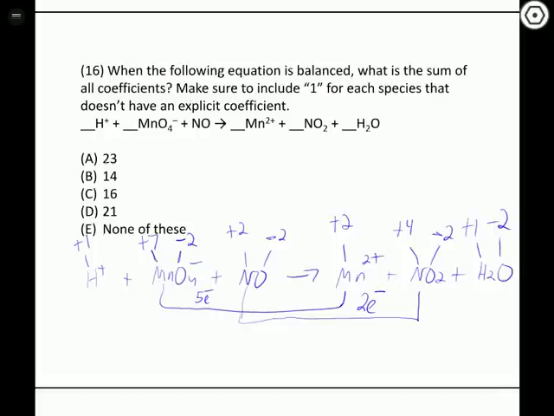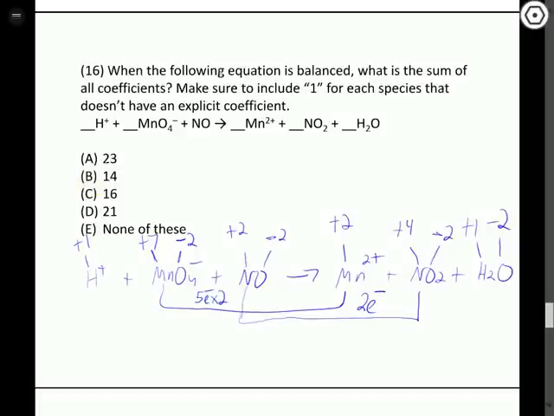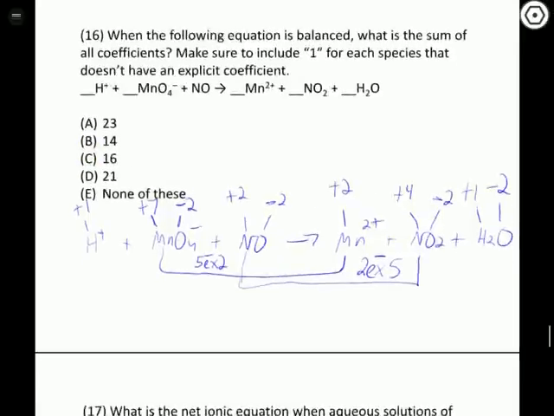So the number of electrons don't balance out. So we need to adjust the coefficients for that to happen. So if we have a 5 and a 2, the least common multiple is 10. So we have to multiply the coefficients for manganese by 2 to make it a 10 electron process, and the coefficients for NO and NO2 get multiplied by 5 to make that a 10 electron process. So we write those coefficients in.